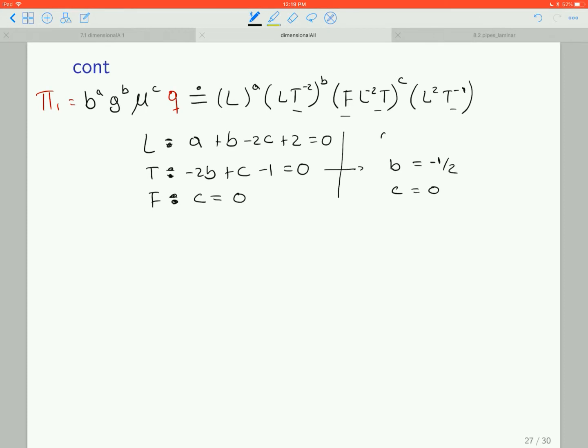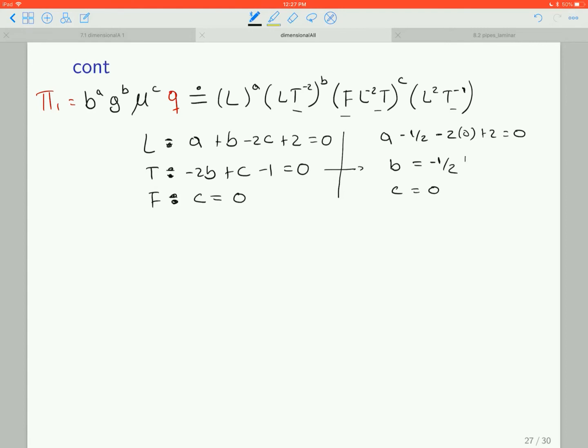So now we're replacing in the one on top. We have A plus B, so minus 1/2, minus 2 times C, which is 0, plus 2 equal to 0. From these three equations, we can deduce the value for A, that is the one that is missing. So A is equal to minus 3/2.